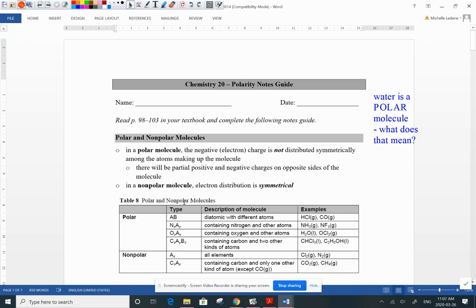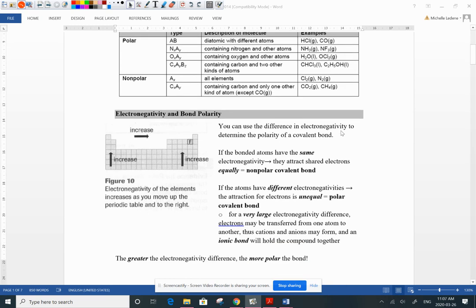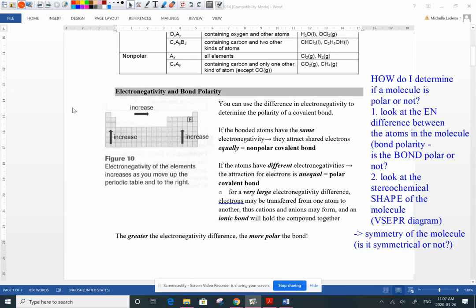And so just a general guideline of the different molecules that are polar and nonpolar. Is it diatomic? Is it trigonal planar? Or is it tetrahedral? So we're going to talk about how we decide if a molecule is polar or non-polar. There are two major things you have to do to figure that out. The first thing you need to do is look at the electronegativity difference between the atoms in the molecule. We call this the bond polarity. You're asking yourself, is the bond polar or not polar?